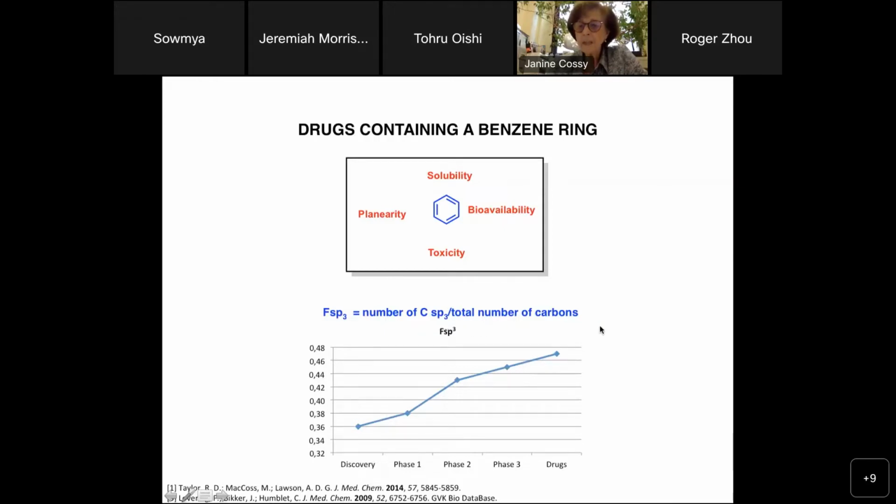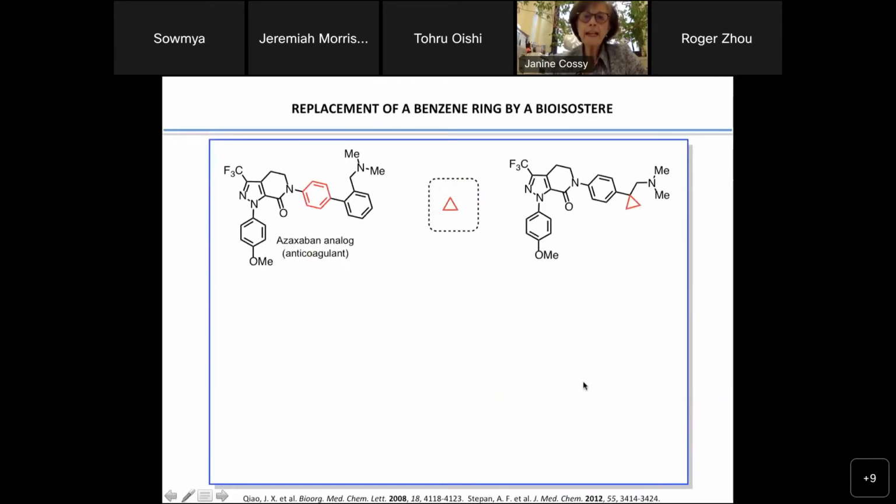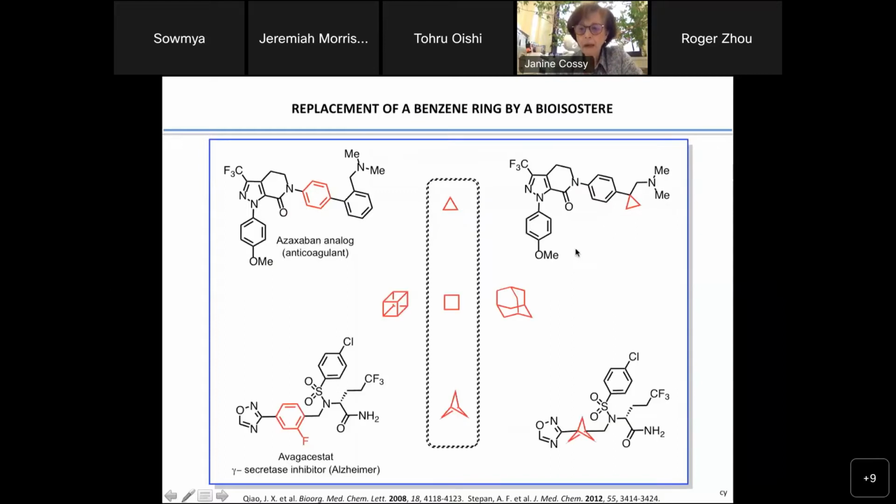So what does this mean? Well, it means that you have to escape from flatland. And a way of escaping from flatland is to replace a phenyl ring by a cyclopropane, for example. In this kind of compound, which is an anticoagulant, if you replace the phenyl ring in here by a cyclopropane, you have the activity multiplied by 5.